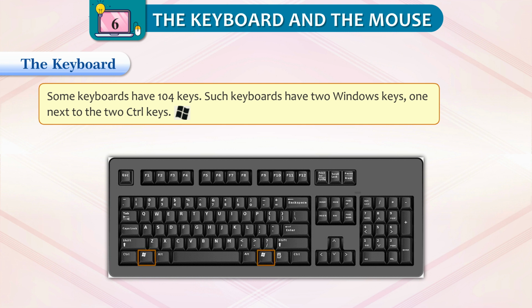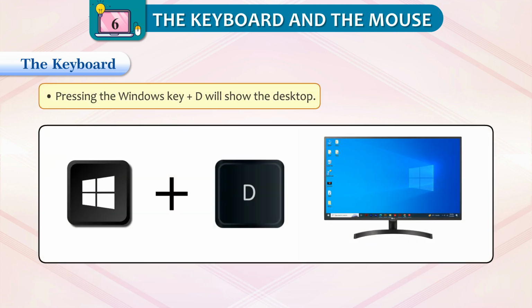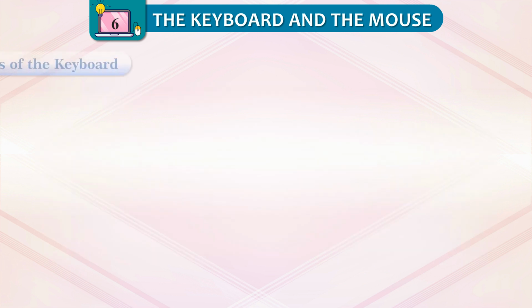Some keyboards have 104 keys. Such keyboards have 2 window keys, one next to the 2 control keys. Pressing the Windows key will open the Start menu. Pressing the Windows key plus D will show the desktop.